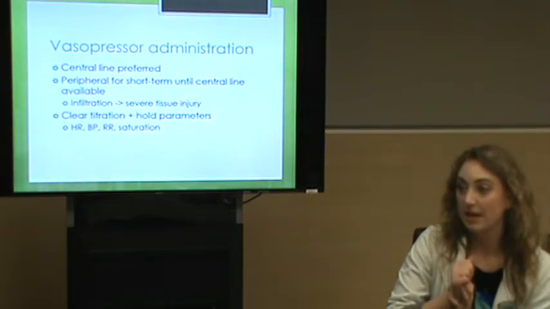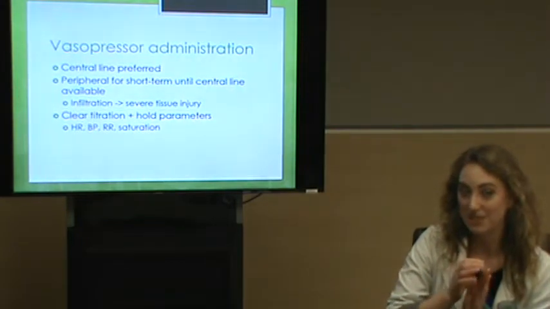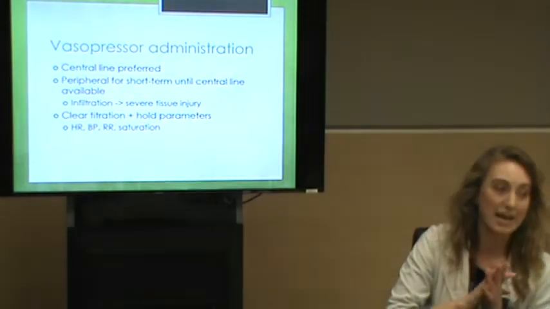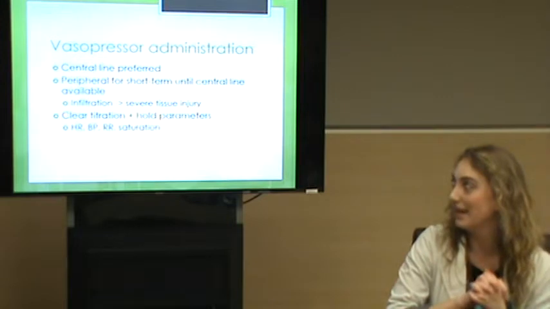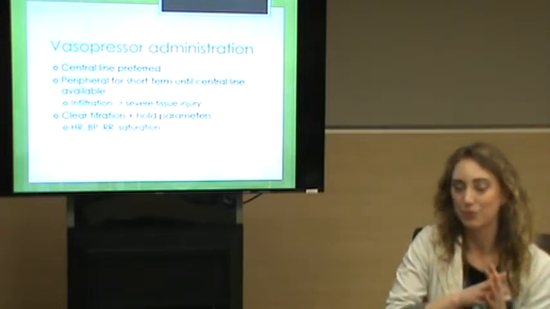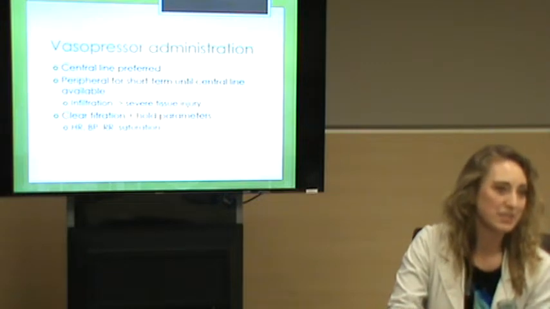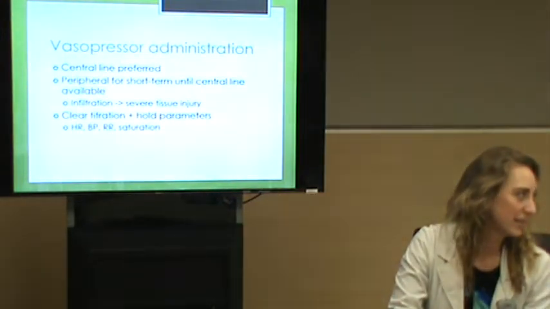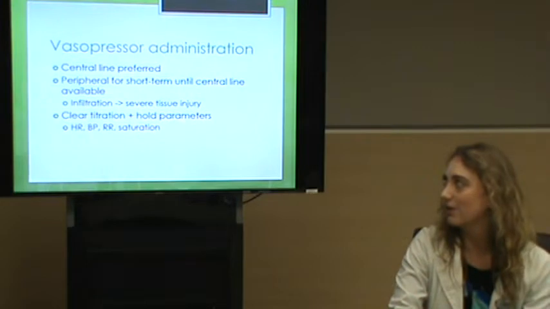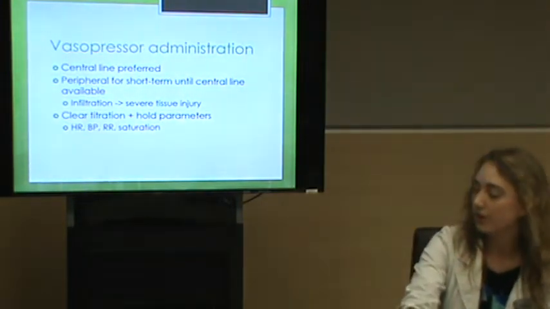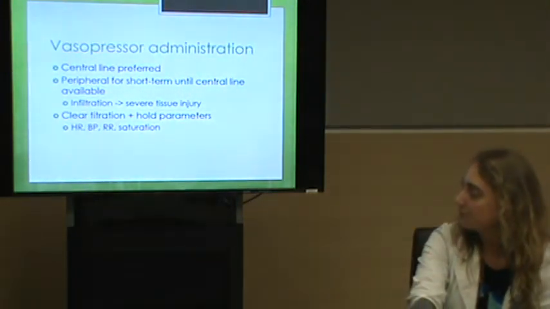There is one antidote for extravasation of Levophed, and it's only indicated for Levophed, but it is used off-label for every single one of our vasopressors. At some point down the line, they do imagine it will become a labeled indication for the others, but so far it only has a label for Norepi.